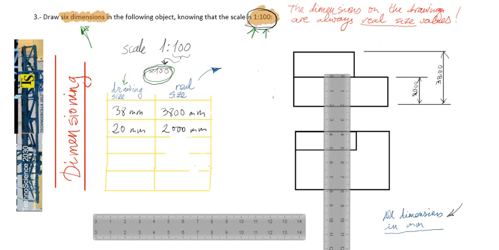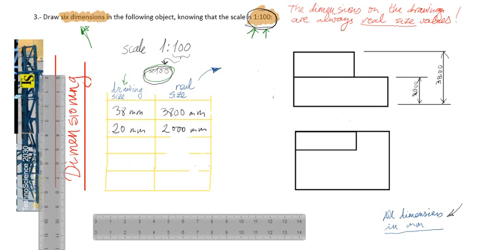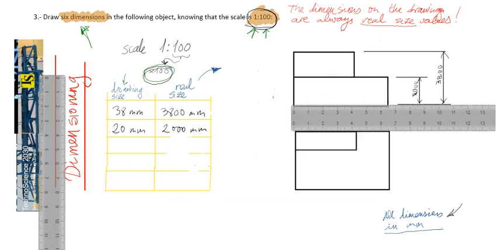Okay, what about the horizontal dimensions? The horizontal dimensions are not different. For example, this dimension. Let's measure it. It says 65 millimeters. Then 65 millimeters in real dimensions is 6,500 millimeters.